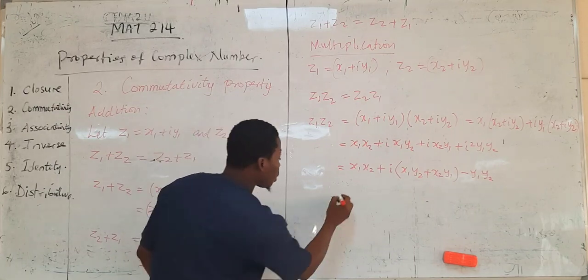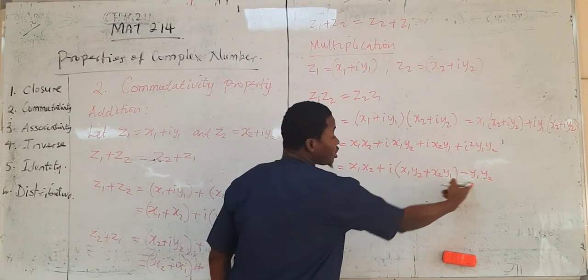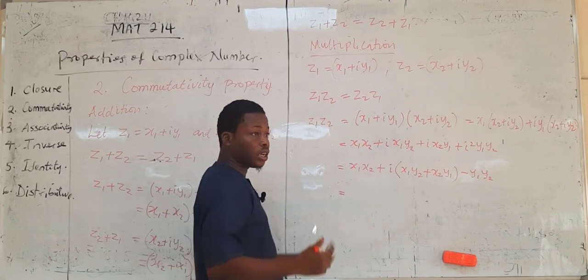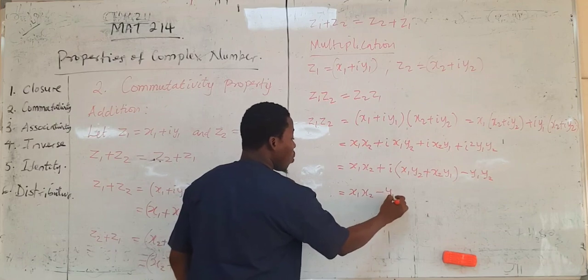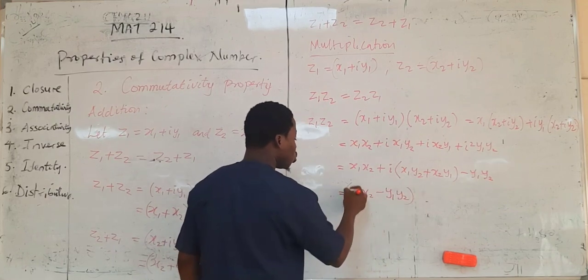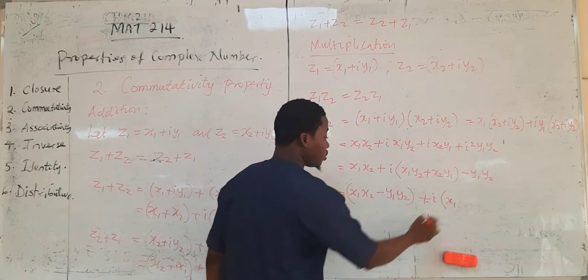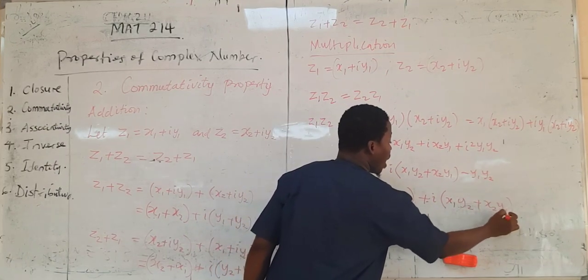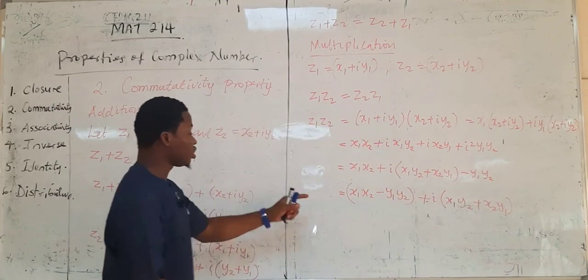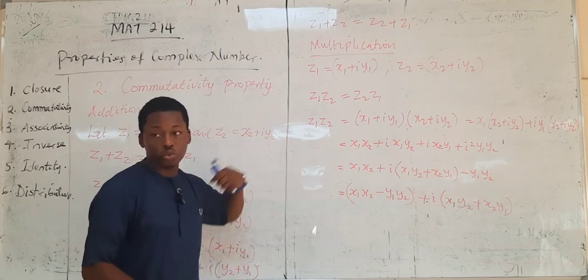So here we have, this is the real part, and this is the imaginary part, so we collect. Now we have x1 x2 minus y1 y2 plus i open bracket x1 y2 plus x2 y1. So this is the value for z1 z2. So now we find the value for z2 z1.